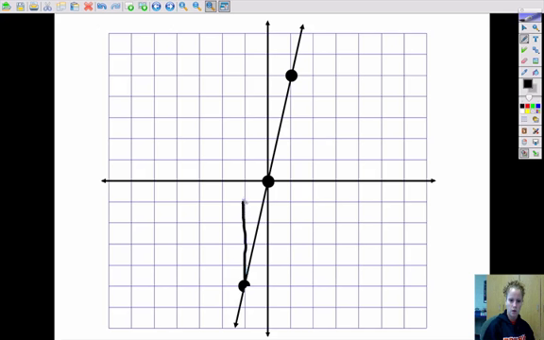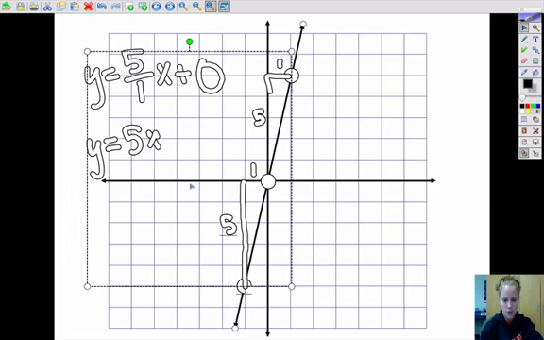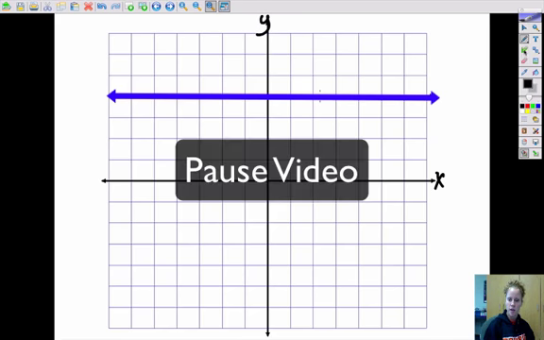So we go up 1, 2, 3, 4, 5. We go over 1 between dots there, up 5 over 1. So we have y equals 5 over 1x plus our y-intercept here is 0. So we could just write that as y equals 5x because 5 over 1 is 5 and plus 0 isn't needed. All right, let's try another one. Write an equation for this line, pause the video, and we'll check it.